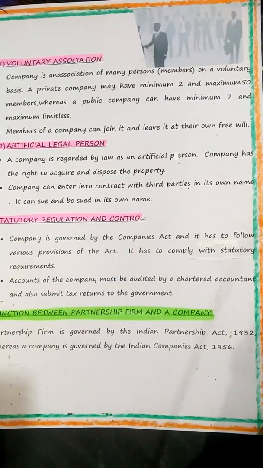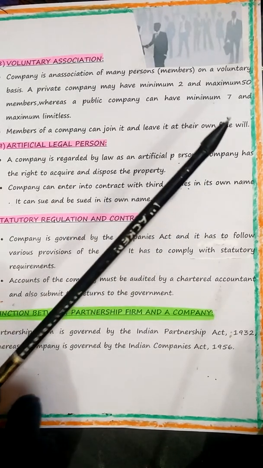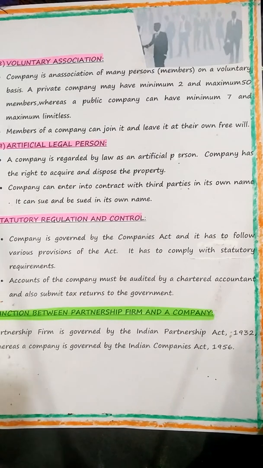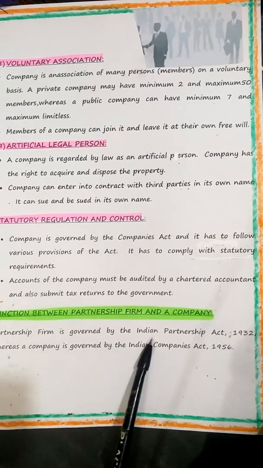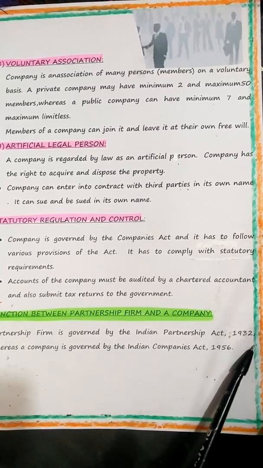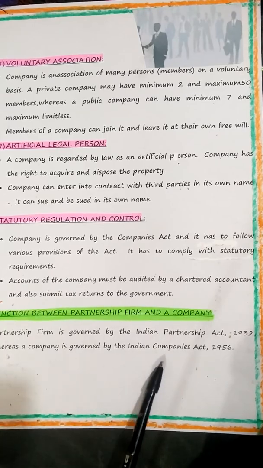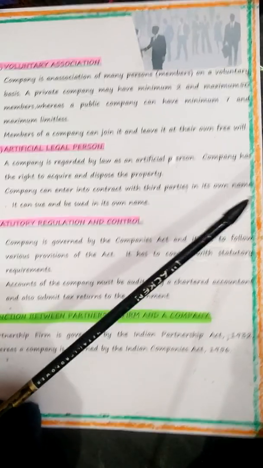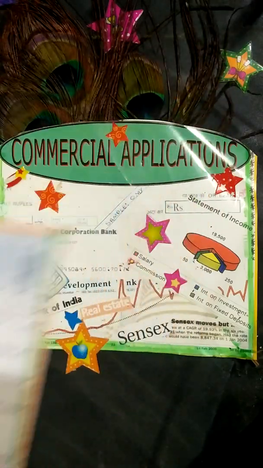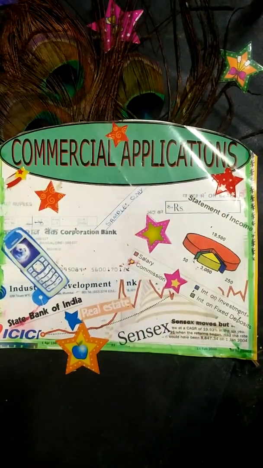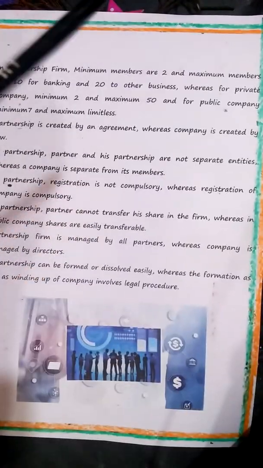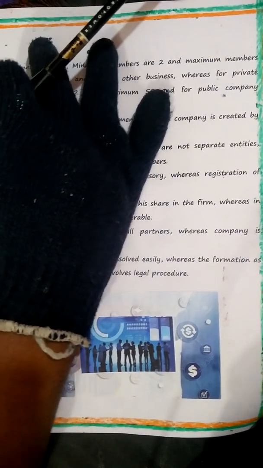So we'll quickly move on to the distinction between partnership firm and joint stock companies. There are about 7 to 8 differences, children. Let me quickly go on with you. The first one: a joint stock company is governed by the Companies Act of 1956, whereas a partnership firm is governed by the Indian Partnership Act of 1932.